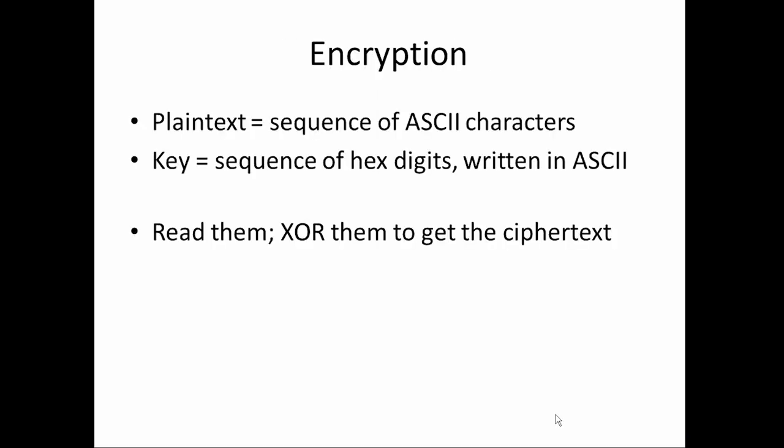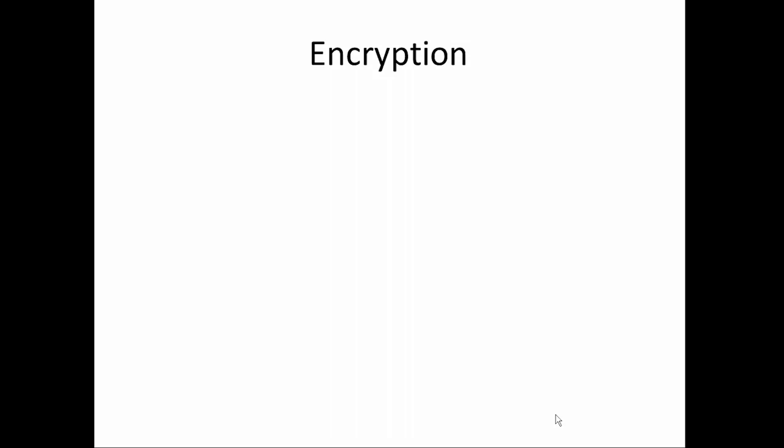Let's look next at encryption. So remember that a plaintext is going to be represented as a sequence of ASCII characters, and the key, as we just saw a moment ago, is written to a file as a sequence of hex digits, though written in ASCII. What encryption needs to do is simply read from both of those files and XOR the resulting values in order to obtain the ciphertext. Let's see how that looks.